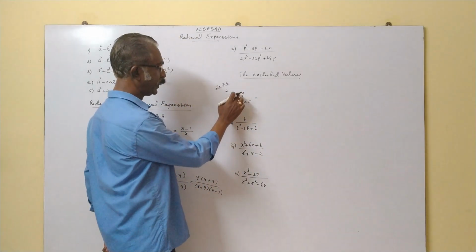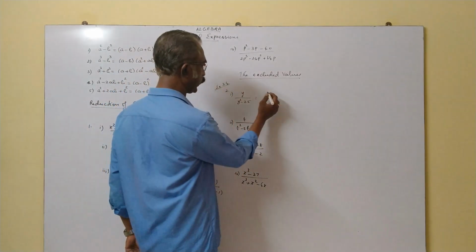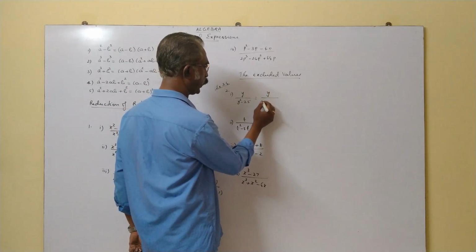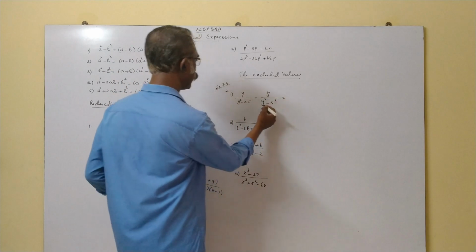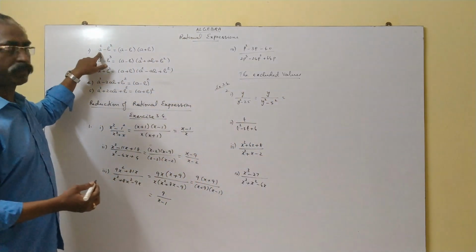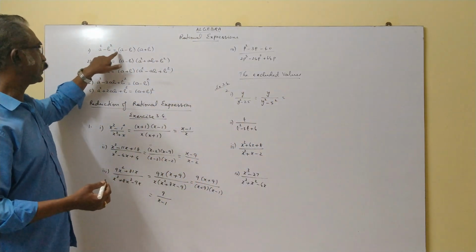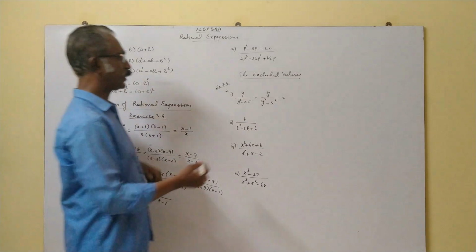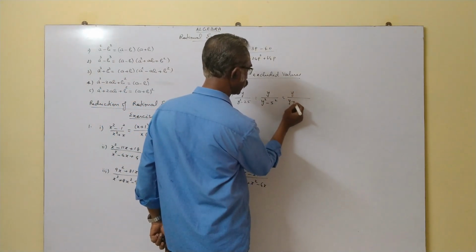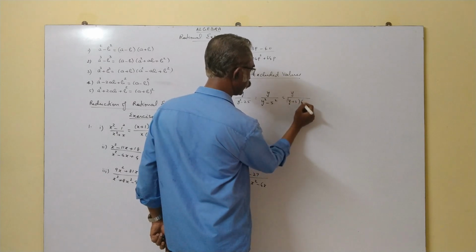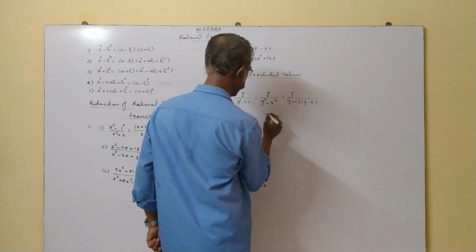First subdivision, y divided by y square minus 25. So we can write this as y divided by y square minus 5 square. Why? You know this is in the form a square minus b square. So I can write this as y divided by y plus 5 into y minus 5.